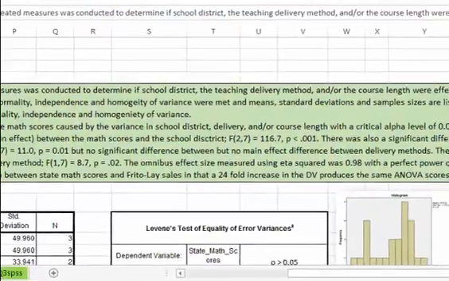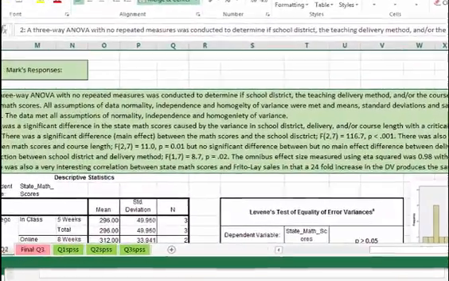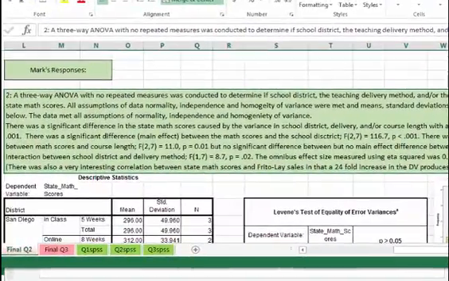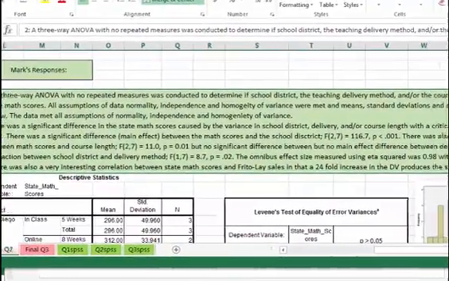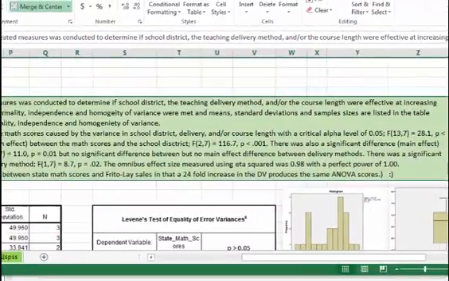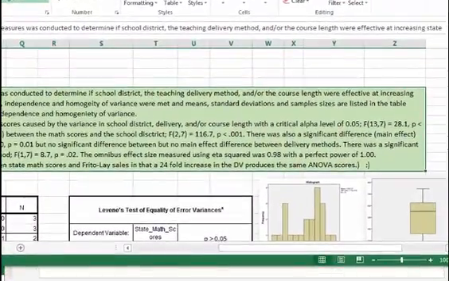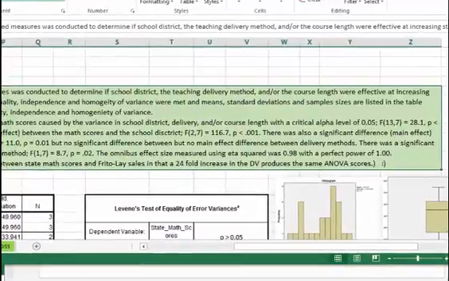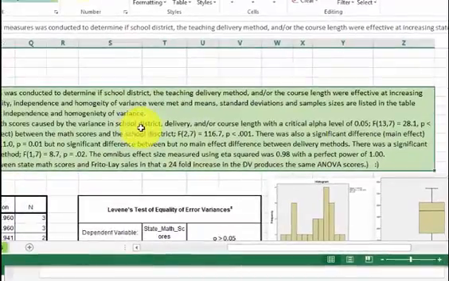And I noticed your little note down here at the bottom. There was a very interesting correlation between the math scores and the Frito-Lay sales because you got it right on the head. I was hoisted by my own petard. But yes, all I did was take the data from the Frito-Lay thing, and I multiplied the DV by 24. And I just changed the names of the IVs.